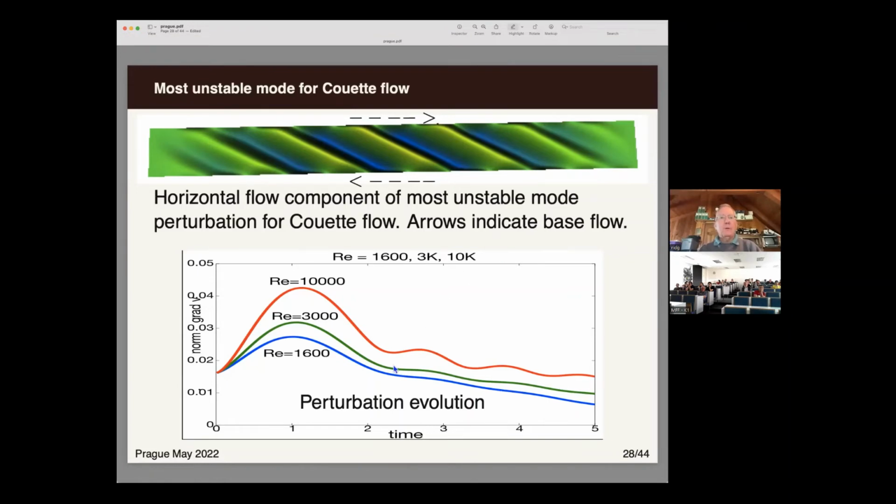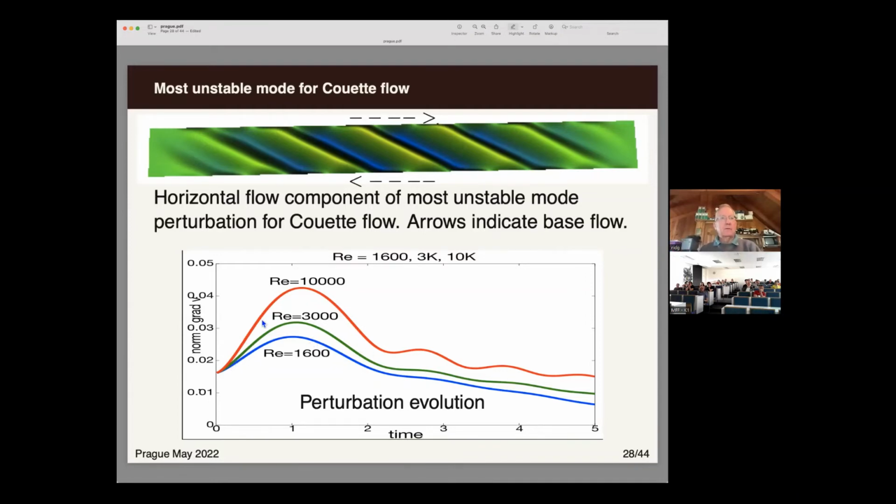Okay, and you can ask, how does it evolve in time? So we know that it's going to grow exponentially in time. That's a theorem. But we don't really know what's going to happen after that. And what appears to happen is that it grows, if the Reynolds number is high enough. It grows, and then it saturates, and then it decays. So that seems to be saying that the perturbation goes away eventually.